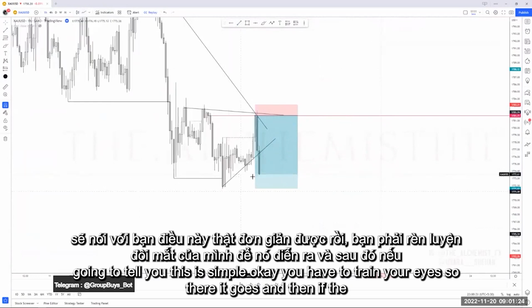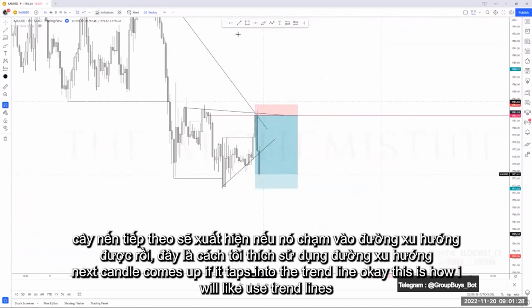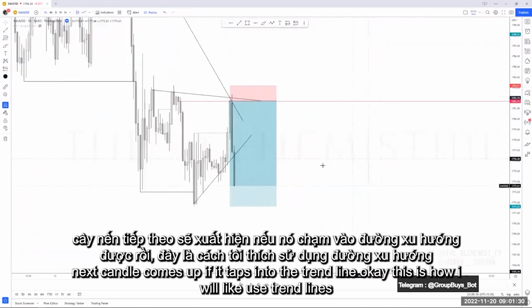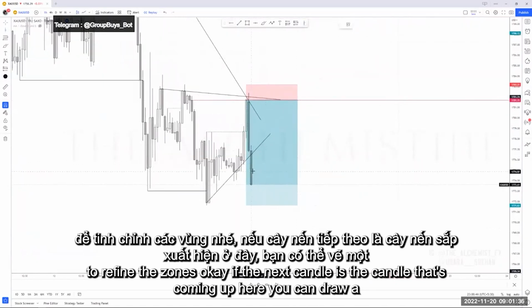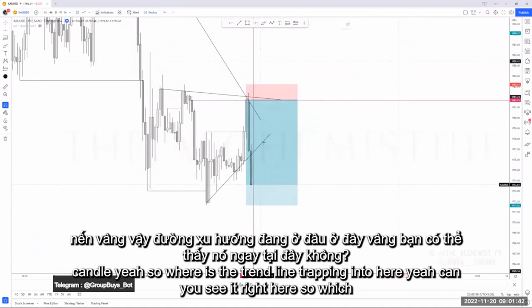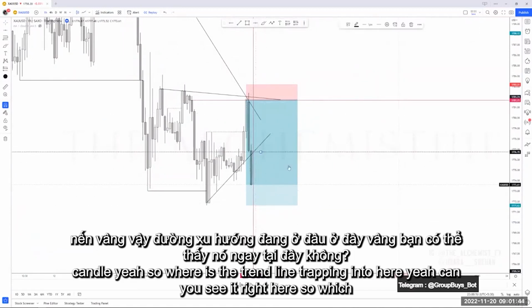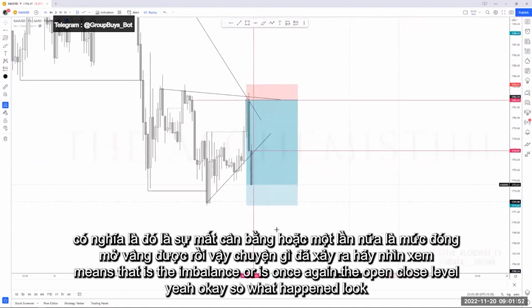So there it goes. And then if the next candle comes up, if it taps into the trend line, see, this is how I use trend lines to refine the zones. If the next candle is the candle that's coming up here, you can draw a vertical line like this. So where is the trend line tapping into? Here. Right here. Which means that is the imbalance, or else once again the open close levels.